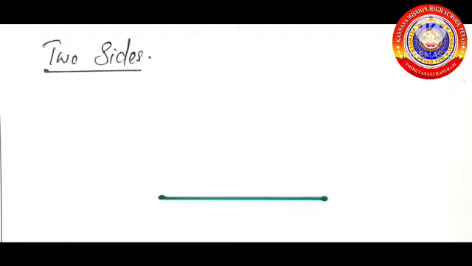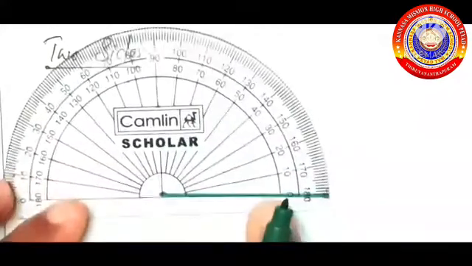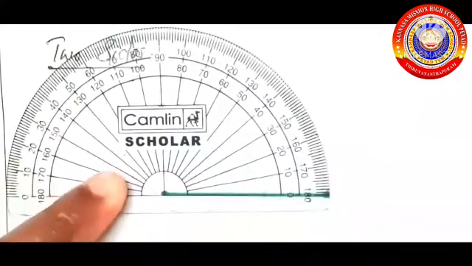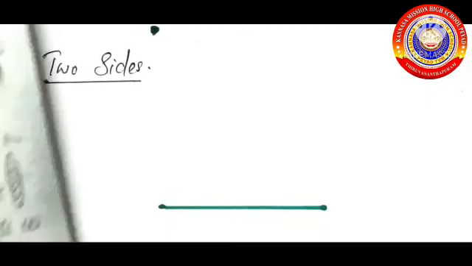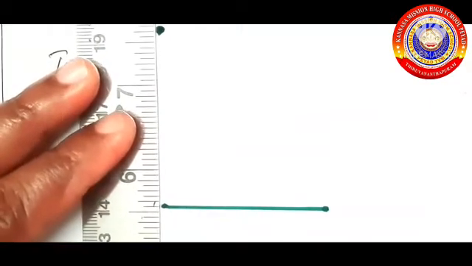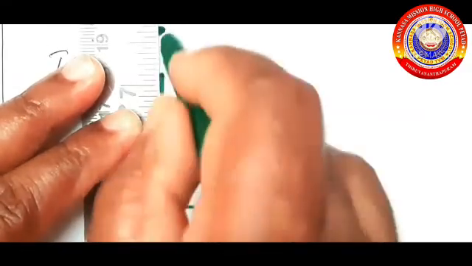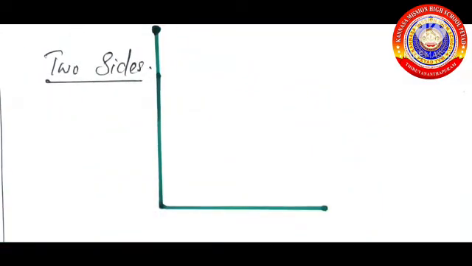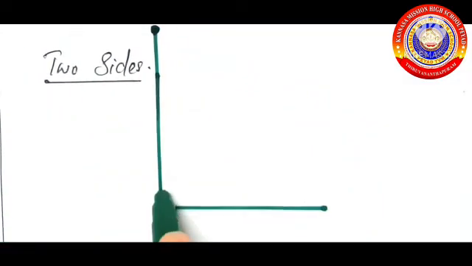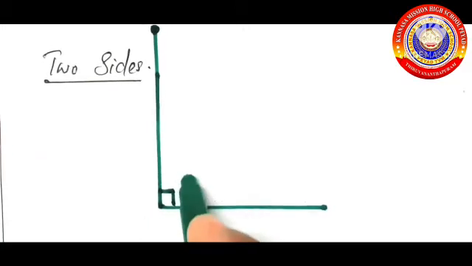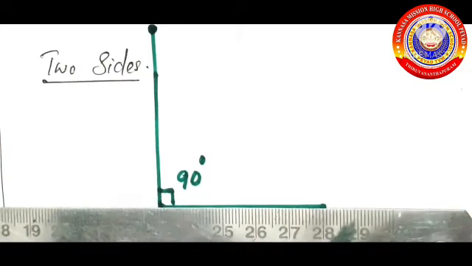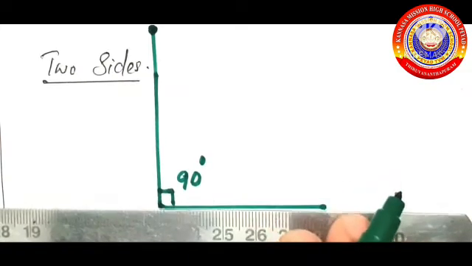Let's do the textual activity. Draw a line and measure 90 degrees at one end. Then join the points. Now we got angle 90 degrees. Now extend the horizontal line a bit to the left.